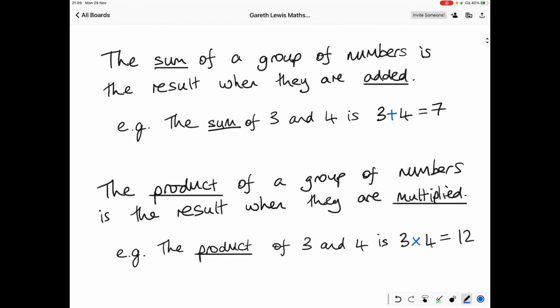The sum of a group of numbers is the result when you add them. So, the sum of 3 and 4 is 3 plus 4, or 7. The product of a group of numbers is the result when you multiply them. So, the product of 3 and 4 is 3 times 4, or 12. When you're comfortable with those two words, you can start learning the rules for arithmetic with negative numbers more easily.